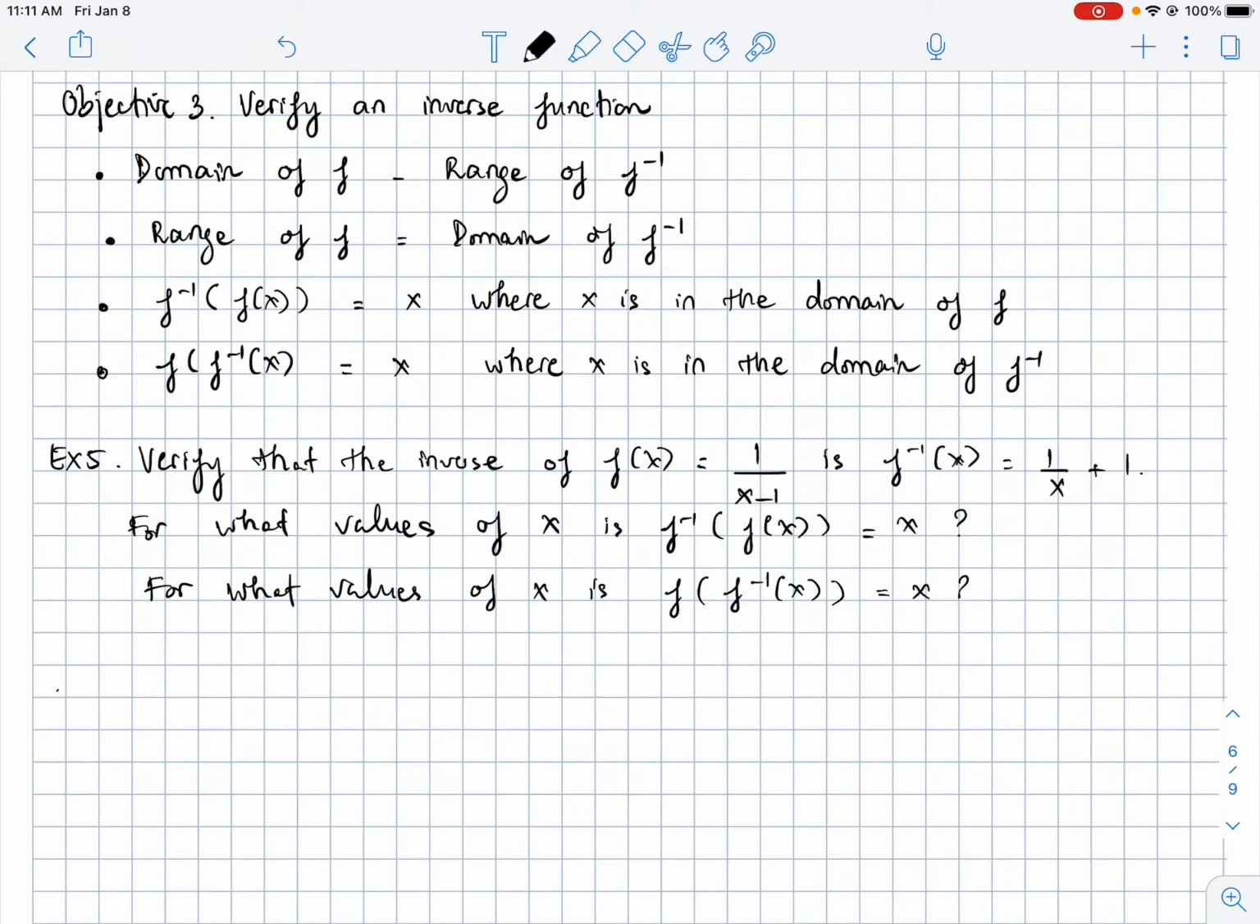Example number 5, we need to verify that f of x and f inverse of x are inverses of each other. And for what values of x is f inverse of f of x equal to x? So first of all, let's find f inverse of f of x. F inverse is the most outside, and the inside f of x is 1 over x minus 1. Then we will plug in 1 over x minus 1 in the function f inverse.